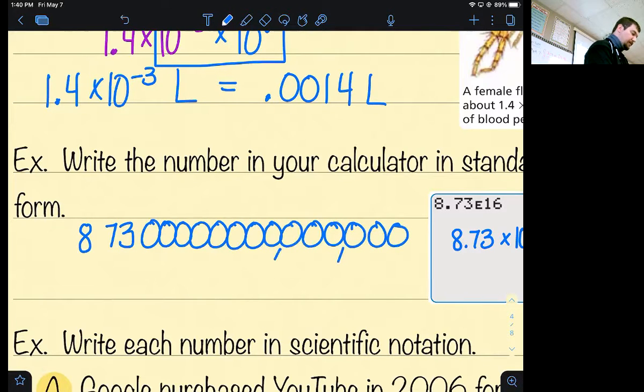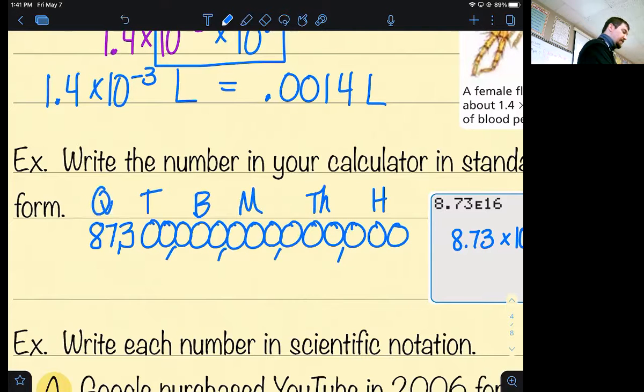Comma, comma, comma, comma, comma. It's 87 quadrillion, 300 trillion. I shouldn't have spaced it out like I did. Thousands, millions, billions, trillions, quadrillions. So it's 87 quadrillion, 300 trillion. That's a big number. Very big.